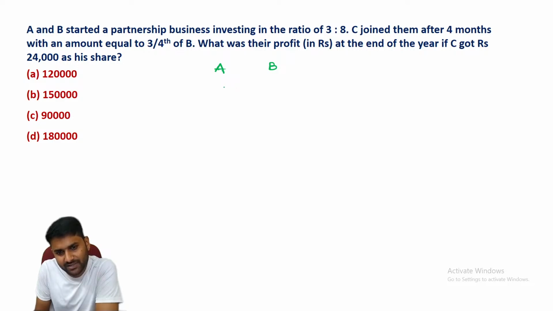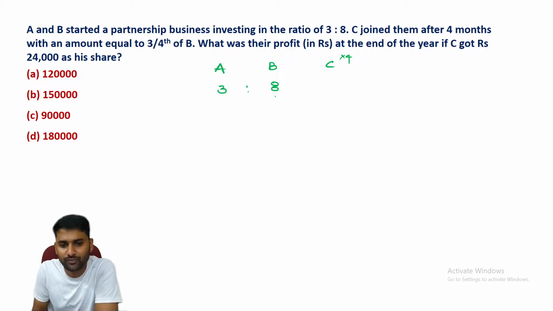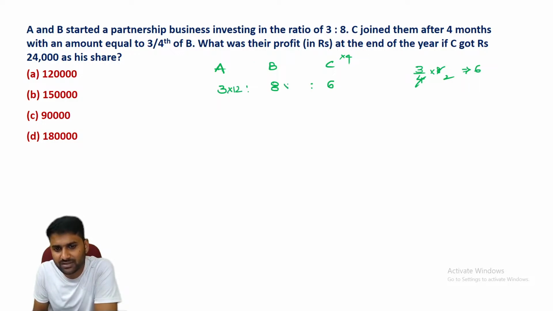A and B started a business in the ratio of 3 is to 8. And C joined after 4 months. C was not there for the first 4 months. After 4 months, he joined with an amount equal to 3 by 4th of B. 3 by 4th of 8 units is exactly equal to 6 units. Now the respective durations: here 12 months, here 12 months, here only 8 months.